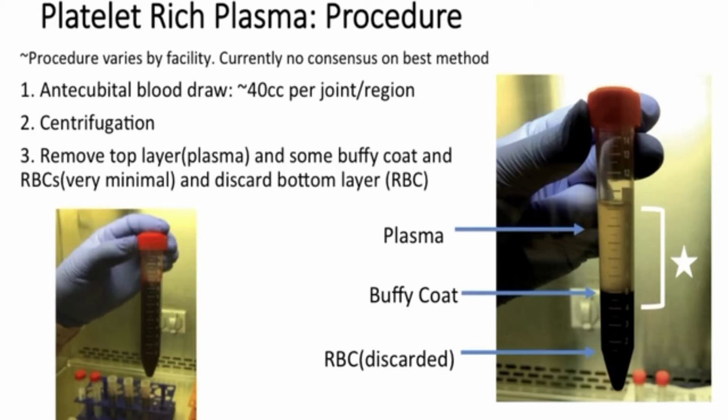The procedure varies by facility, and currently there's no consensus on the best method to prepare PRP. So first, an antecubital blood draw will be taken. As you can see in the picture on the left, the blood is going to be inserted into the centrifuge. Then if you see the picture on the right, the top layer, which is plasma, is going to be removed, as well as the middle layer, which is the buffy coat, and minimal red blood cells. And then the bottom layer, which is all red blood cells, is going to be discarded.